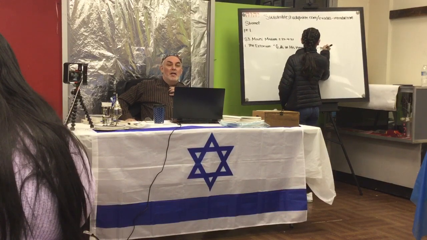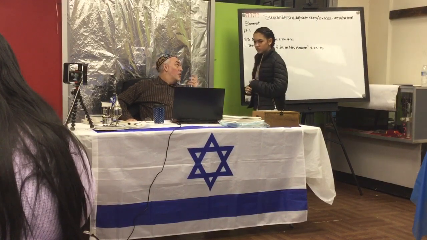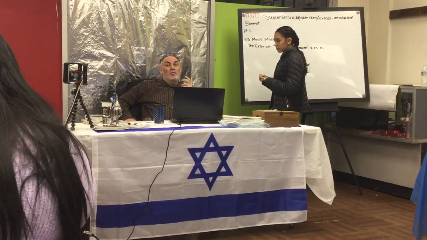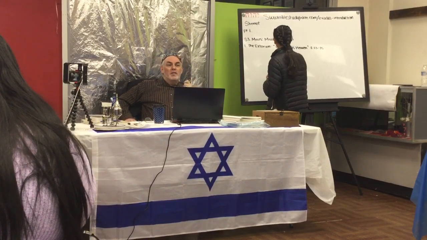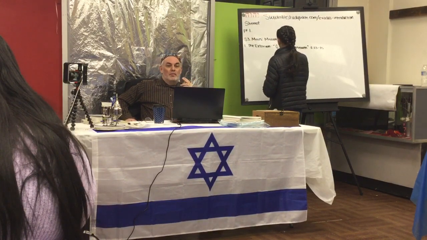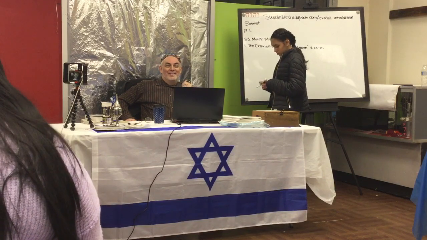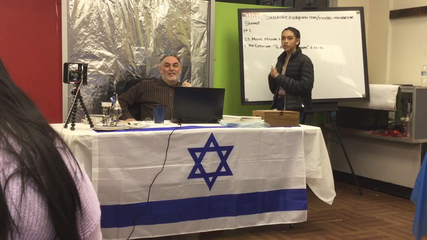Let me ask you guys, while she's writing this up here and while you're taking your notes. In this section, we have the whole encounter with the burning bush, all of that. What was in the burning bush? What was in the burning bush? Flame of fire? Something was in the middle in the shape of an 8.